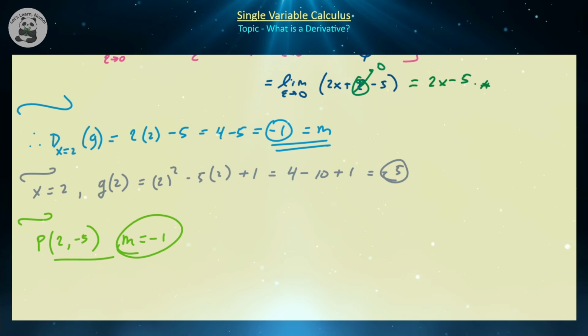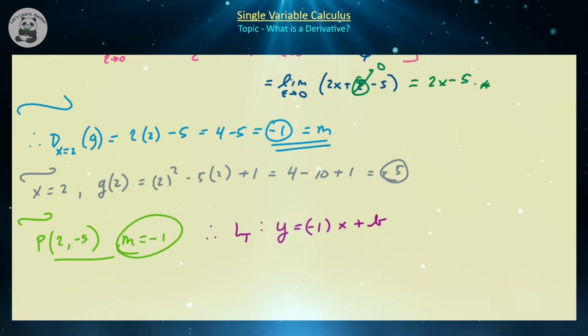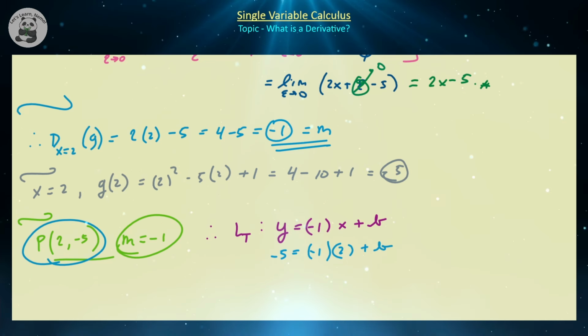Therefore, via these two pieces of information, we should be able to find the equation of that tangent line. So the equation of the tangent line, which I'm going to be calling LT, is going to have the form y is equal to mx plus some vertical intercept b, which we don't know. But we can use this point to our advantage because y is equal to minus 5, x is equal to 2, and we can solve this equation for b.